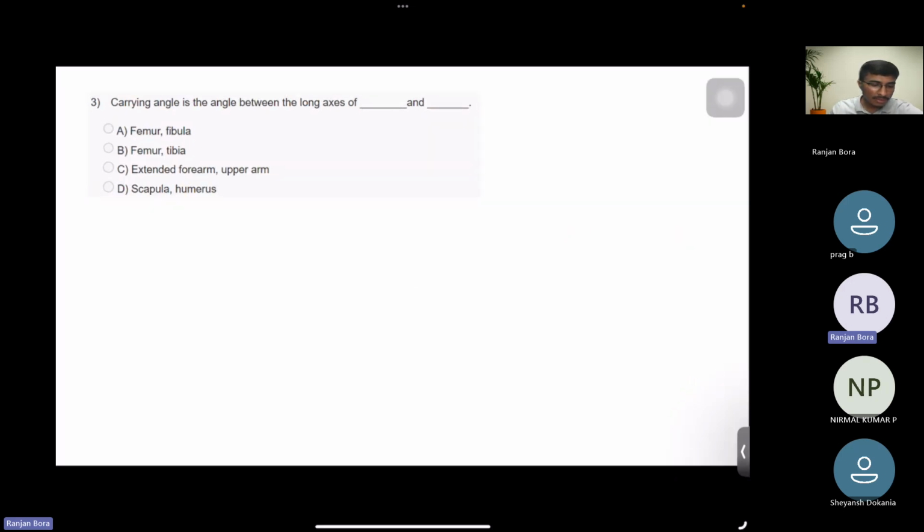And the next question, carrying angle is the angle between the long axis of, what is the answer? Yeah, C is correct. You can see in this figure, the carrying angle means the angle between the long axis of the upper arm and this forearm. So option C is correct. This is the carrying angle.